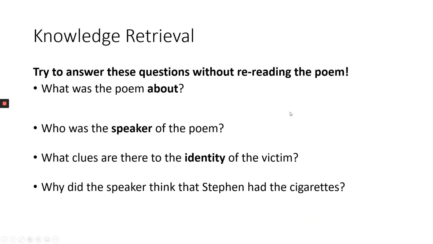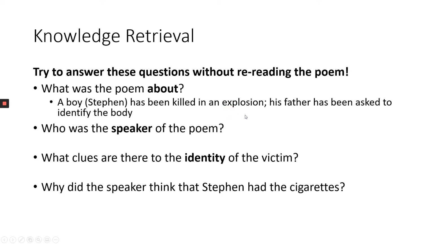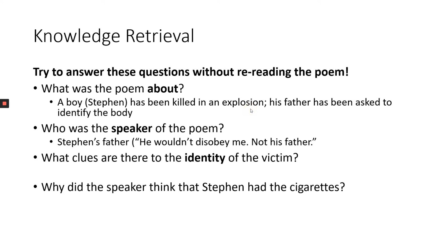These are the answers. I hope that you had a go at these, and I hope that you paused the video. So the first question, what was the poem about? The poem was about a boy called Stephen who has been killed in an explosion, and his father has been asked to identify the body. We know that it's his father because towards the end of the poem, he says, "He wouldn't disobey me, not his father."